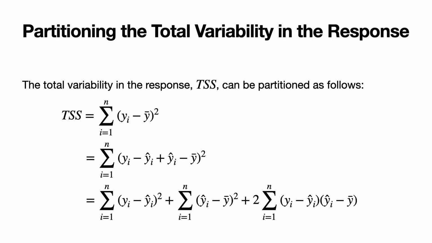The first term is the sum from i equals 1 to n of the squared differences between the observed value of y and the predicted value of y. The second term is the sum from i equals 1 to n of the squared differences between each predicted value, y hat sub i, and the average of the observed values of y. And the third term is 2 times the sum from i equals 1 to n of the products of y sub i minus y hat sub i, the difference between the observed and predicted values of y, times y hat sub i minus y bar, the difference between the predicted value of y and the mean of the observed y values.